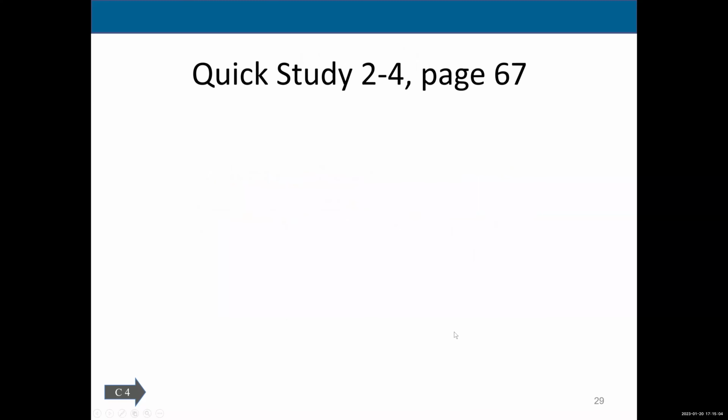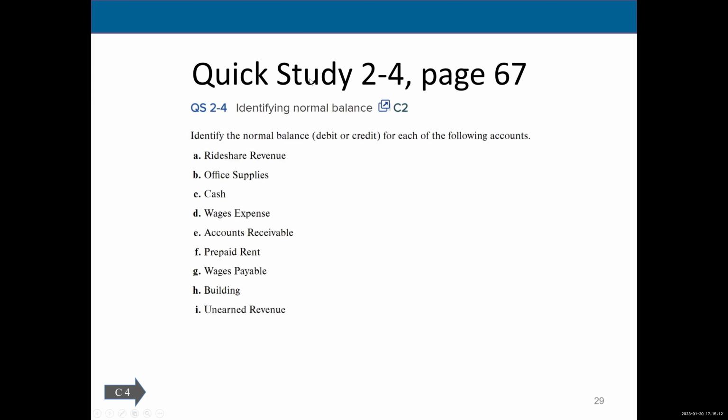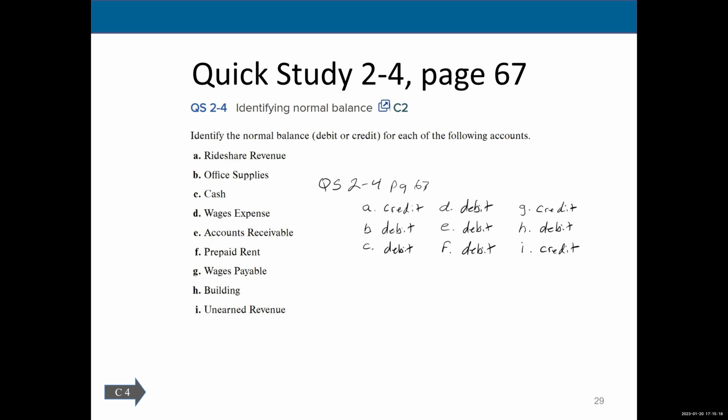Let's try Quick Study 2-4 on page 67 of your textbook. So I just took the liberty of putting this in here. And for your review, I'm going to give you the answers and I'll talk about it. There's the answers. Now, in Quick Study 2-4, we're going to identify the normal balance, either debit or credit, for each of the following accounts.